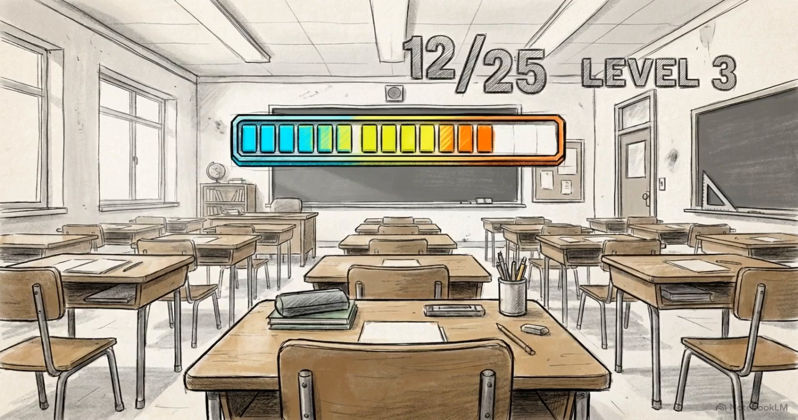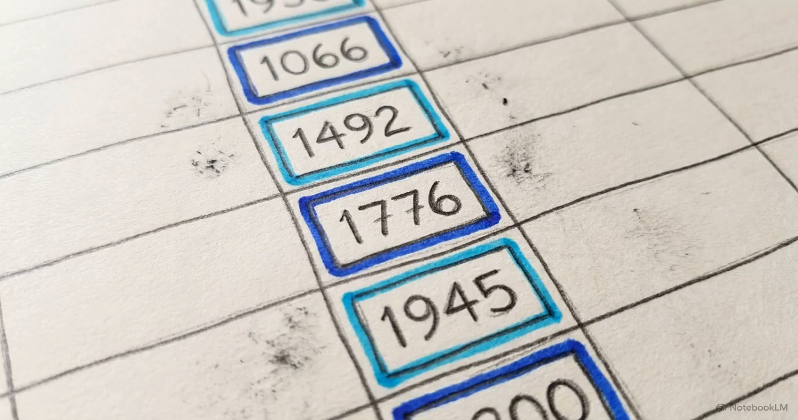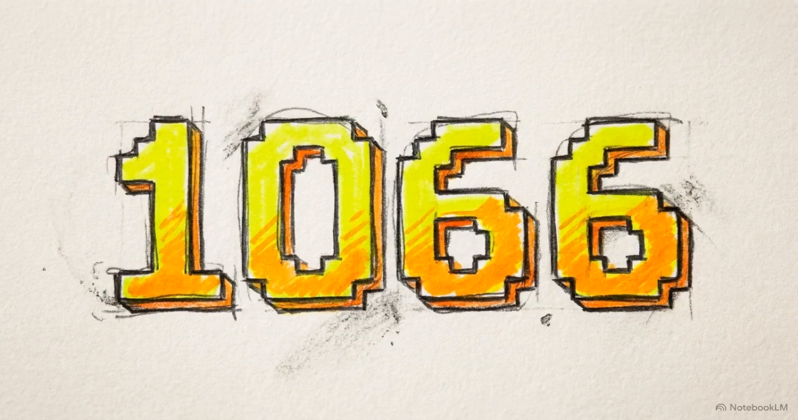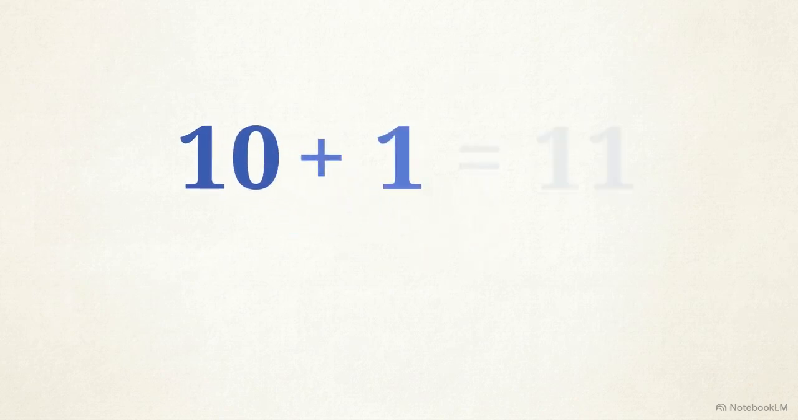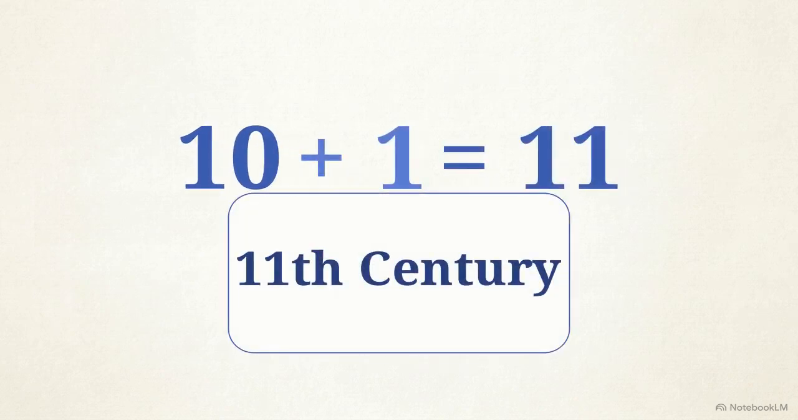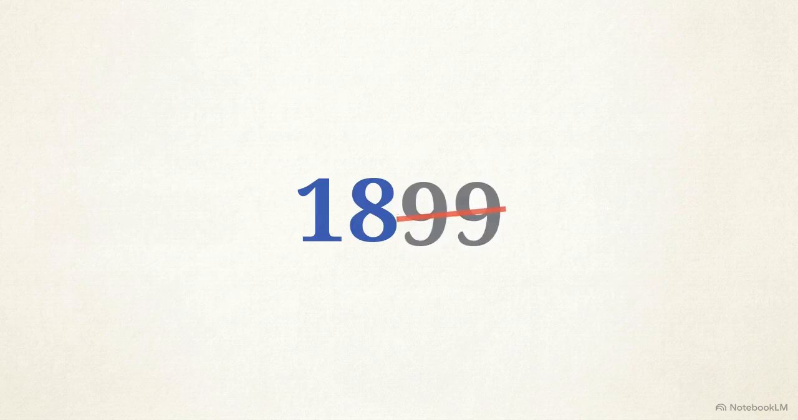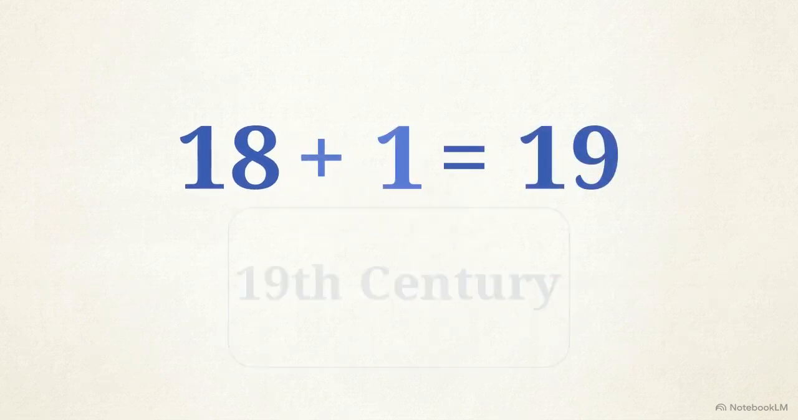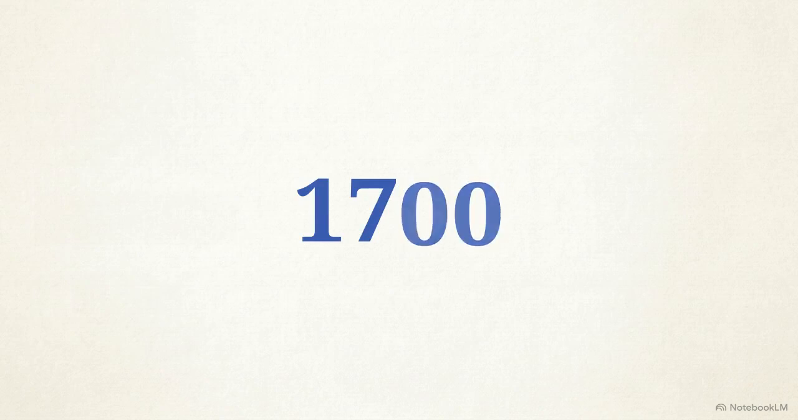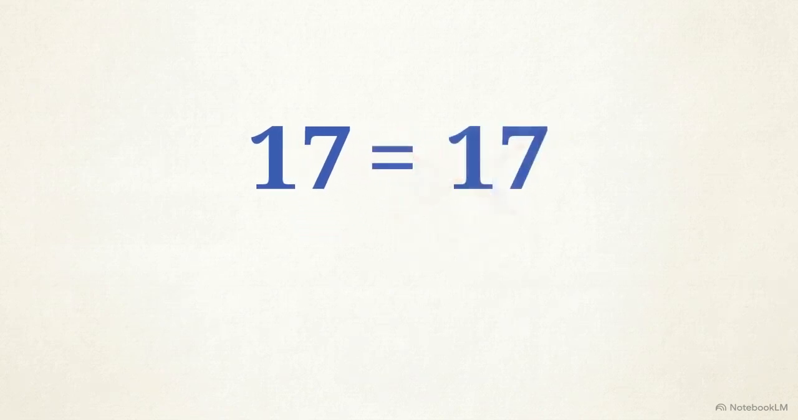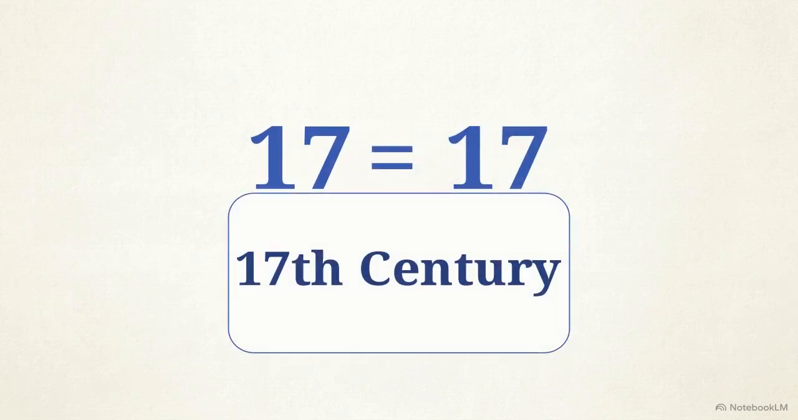Let's step back into the classroom at Belfast High School. The dates on the board now follow a clear, predictable pattern. We can see how it works using the year 1066. Remove the 66, add 1, and we're in the 11th century. Next, 1899. We ignore the 99, add 1, and get the 19th century. Finally, 1700. Watch the zeros. They tell us to keep the number exactly as it is, the 17th century.